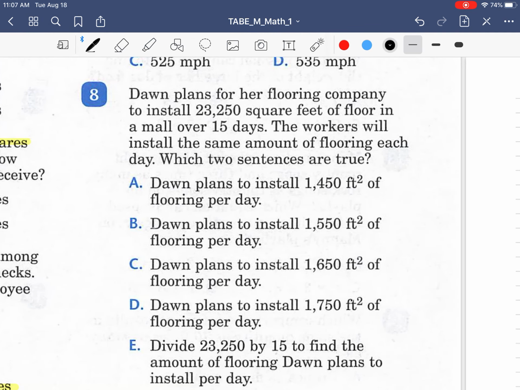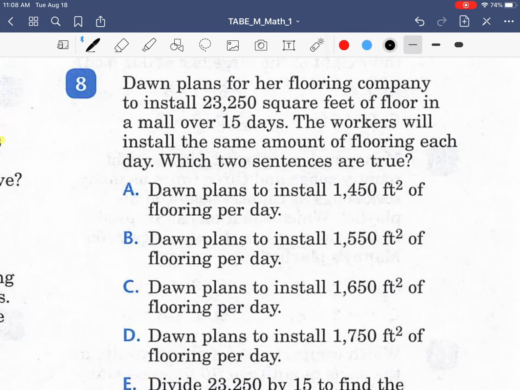Number 8. Dawn plans her flooring company to install 23,250 square feet of floor in a mall over 15 days. The workers will install the same amount of flooring each day. Which two sentences are true? So we need to divide those two numbers.